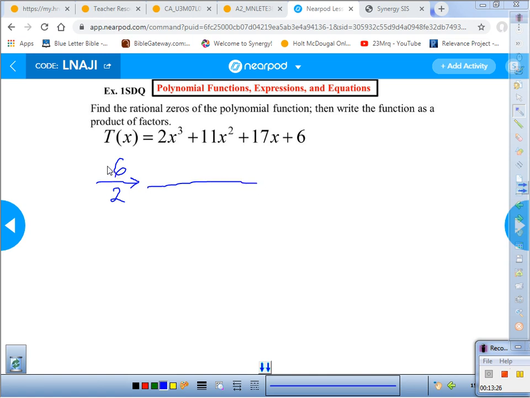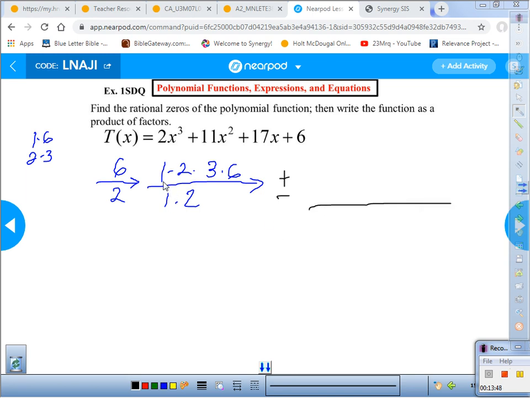All pairs of factors of 6: 1 times 6, 2 times 3. So my factors are 1, 2, 3, and 6. Factors of 2 are 1 and 2. Okay, what does that mean, Mr. Q? That these are going to be my possible rational zeros.